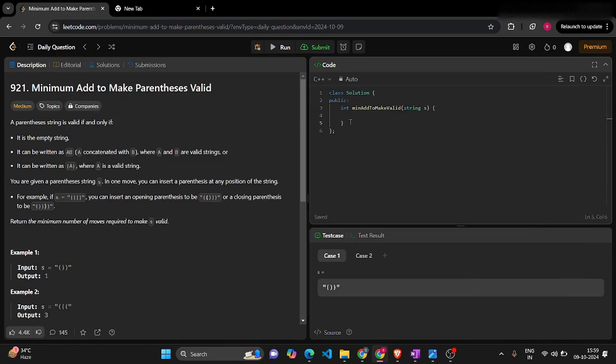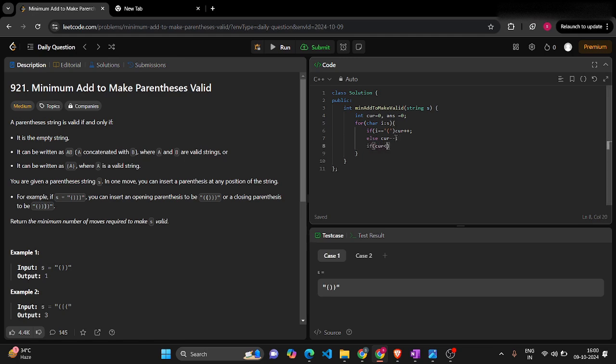So let's code it out. In the starting, I told you we will consider two variables. One is current, which will be 0, and one is answer, which is also 0 initially, and we will iterate over our string from left to right. Whenever we find an open parenthesis, we will increase our count, else it will definitely be a closing one, so we will decrease our count.